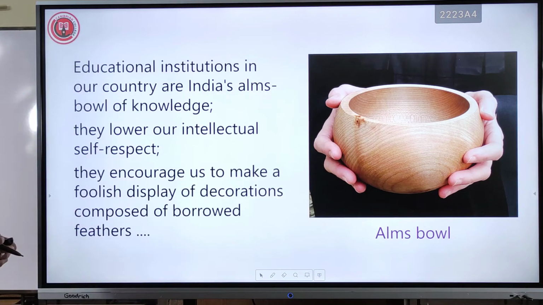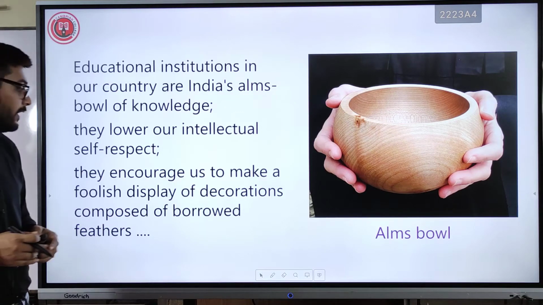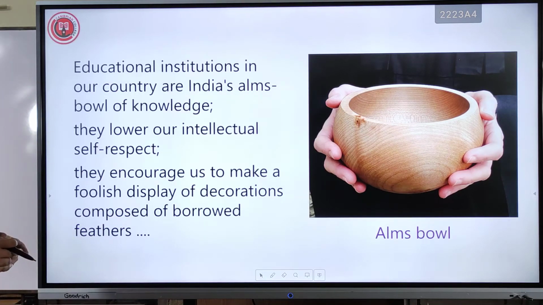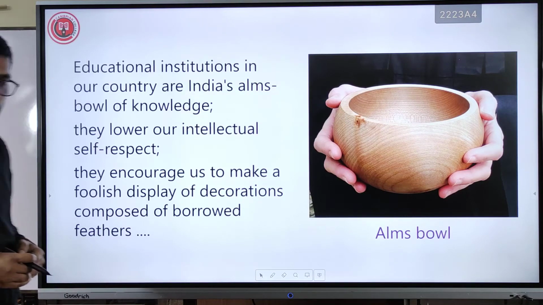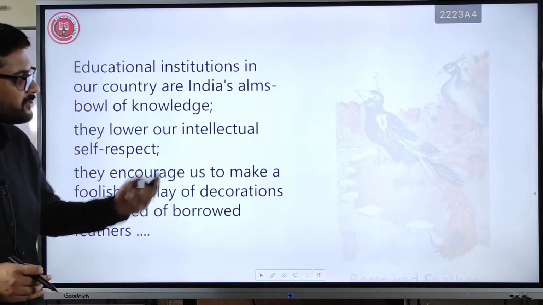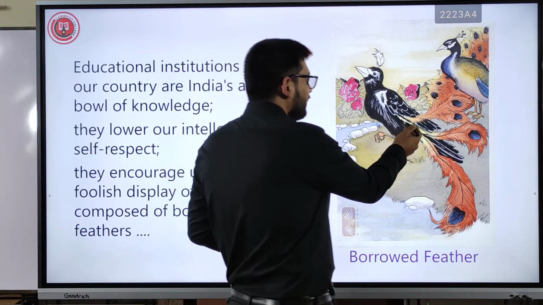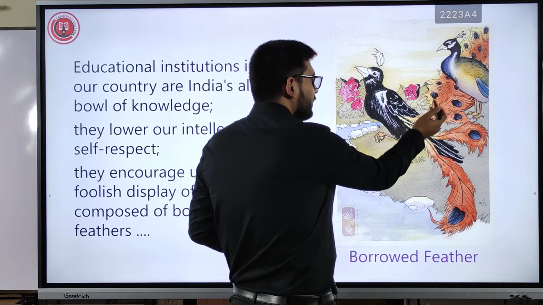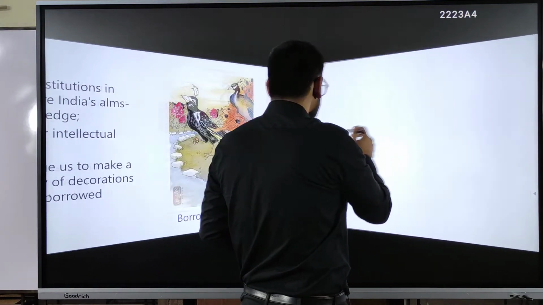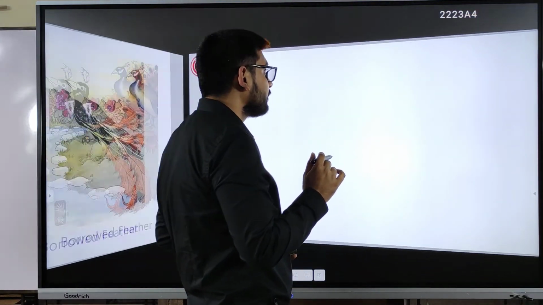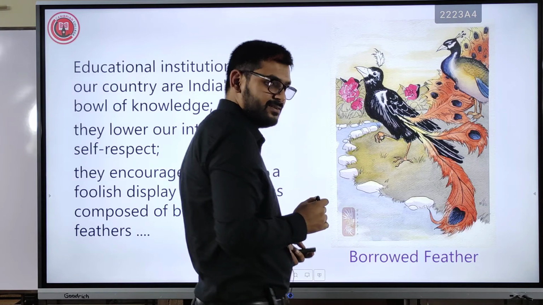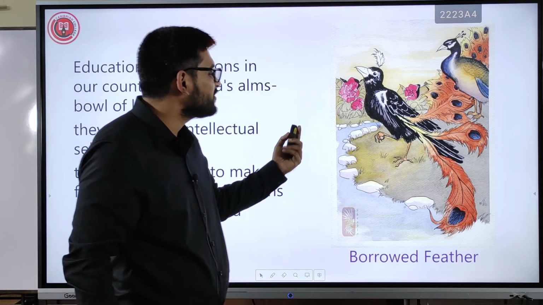They encourage us, the universities of India encourage us to make a foolish display of decorations composed of borrowed feathers. Look at the picture. Here a crow has used the feathers from a peacock, and he is making a foolish display.